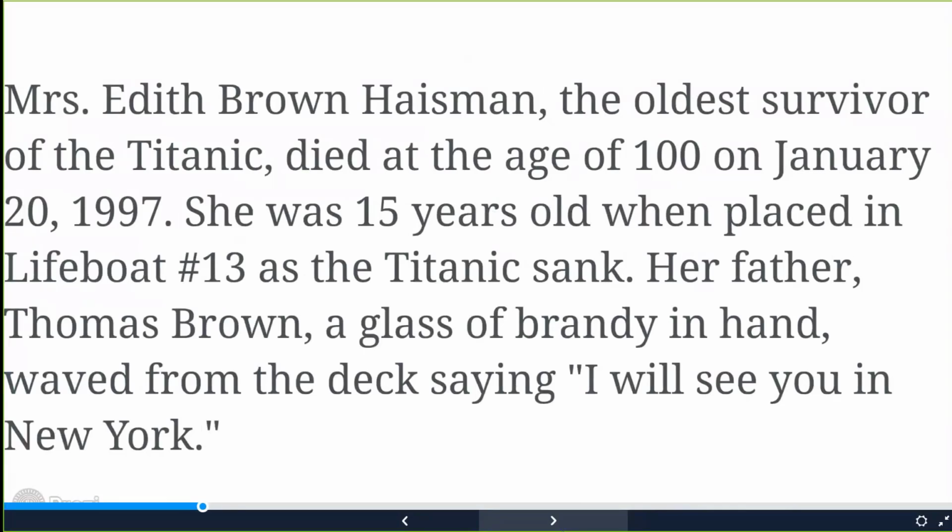This gets me. As the Titanic sank, her father, Thomas Brown, a glass of brandy in hand, waved from the deck saying, I will see you in New York. Her father knew he was going to die, but the one memory he wanted to give her was a very positive experience. He gave her hope. I will see you, even though he knew he was going to die. That's a great father, I would obviously say. The brandy, going out in style, I would say. I shall see you in New York.